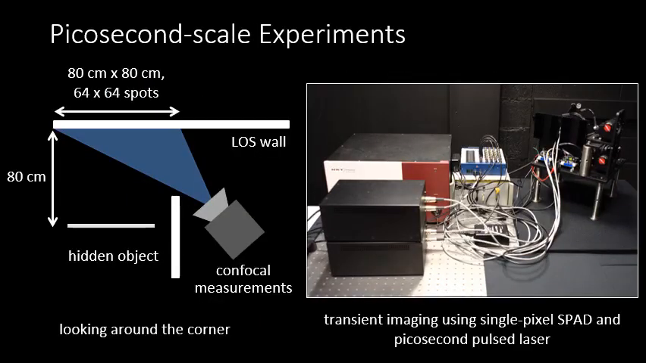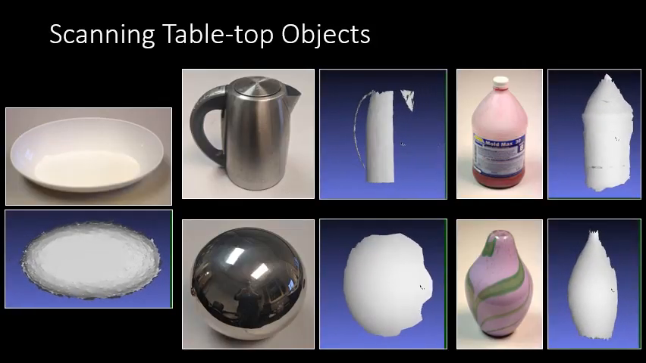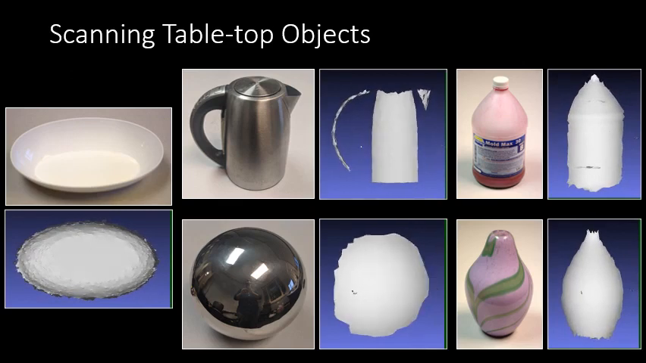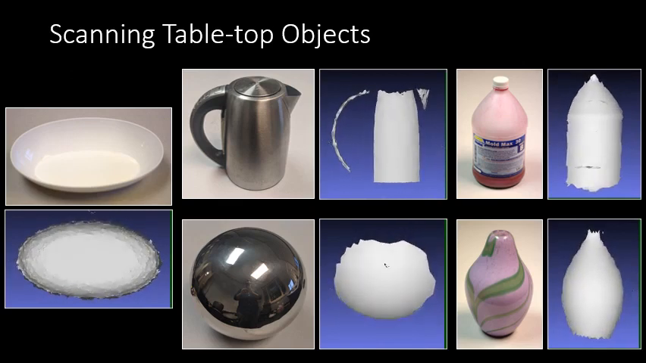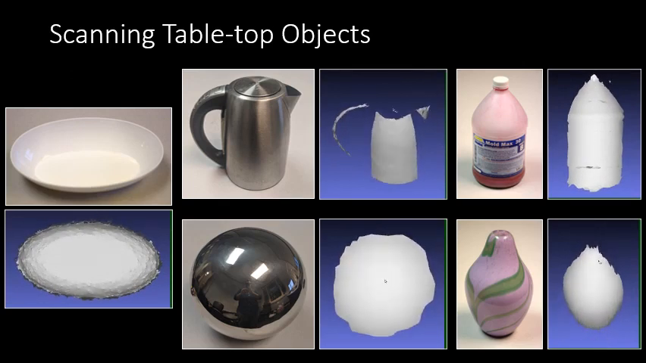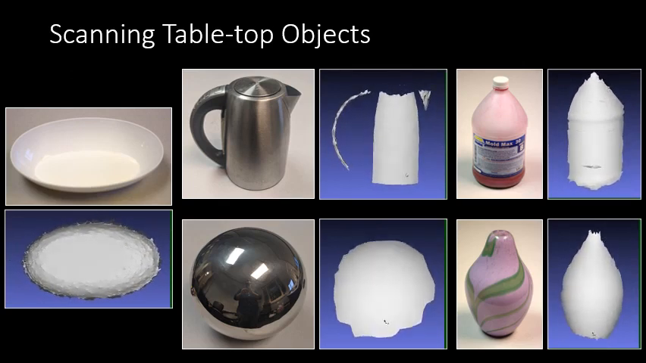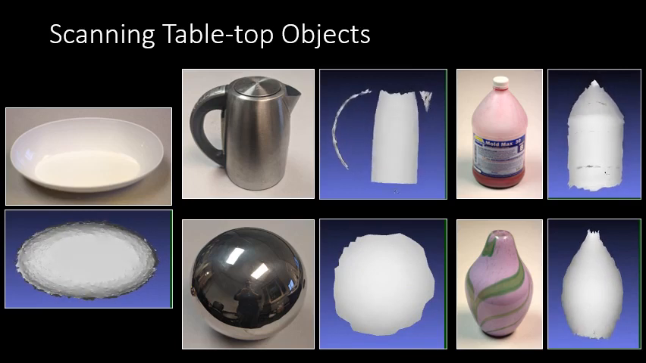The first system uses a single photon avalanche diode and a pulsed laser to capture transients at picosecond resolutions. We use this system to take measurements of a variety of tabletop objects in the looking around the corner setting. Here are a few examples of objects we measured and their reconstructions. We see that our algorithm can reconstruct Lambertian, semi-transparent, glossy, and specular objects of complex geometry, both convex and concave, at an accuracy of a few millimeters.